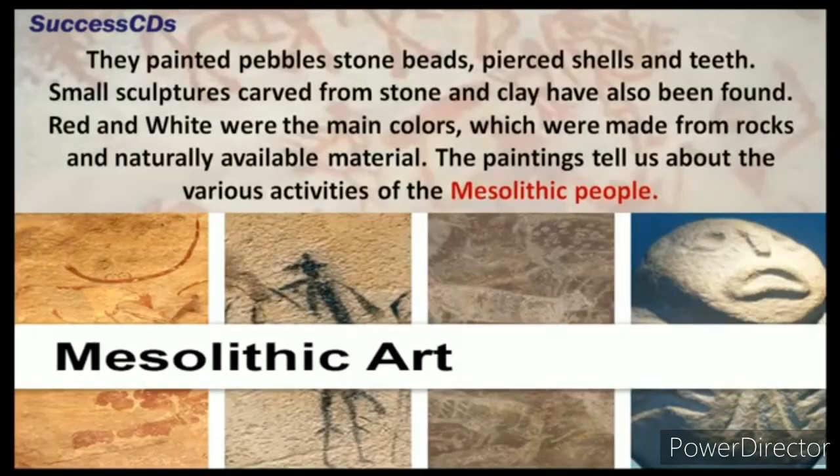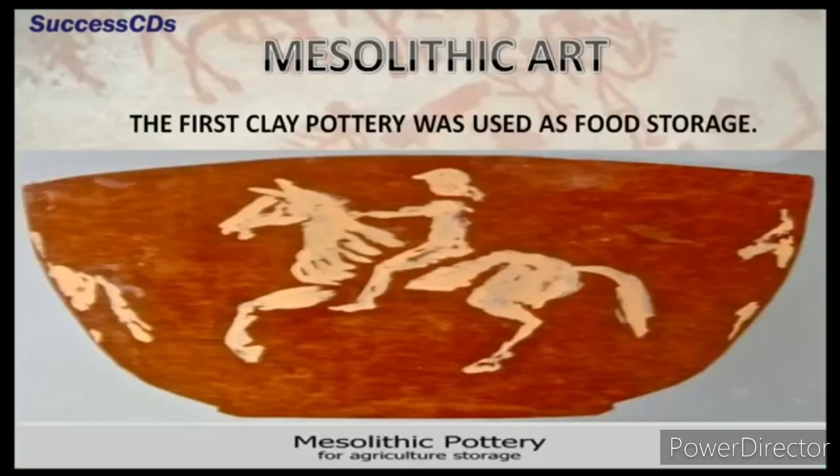Mesolithic people painted pebbles, stone beads, pierced shells and teeth. Small sculptures carved from stone and clay have also been found. Red and white were the main colors, which were made from rocks and naturally available material. The paintings tell us about the various activities of the Mesolithic people. The first clay pottery was used as food storage.